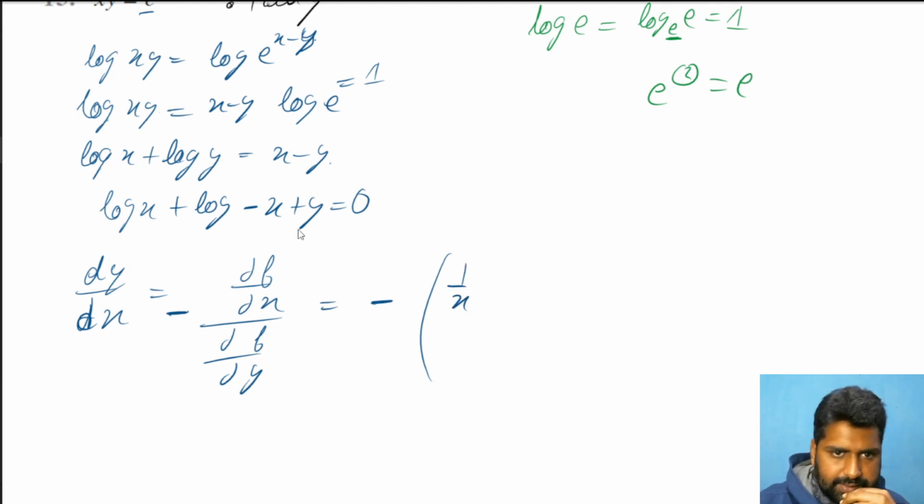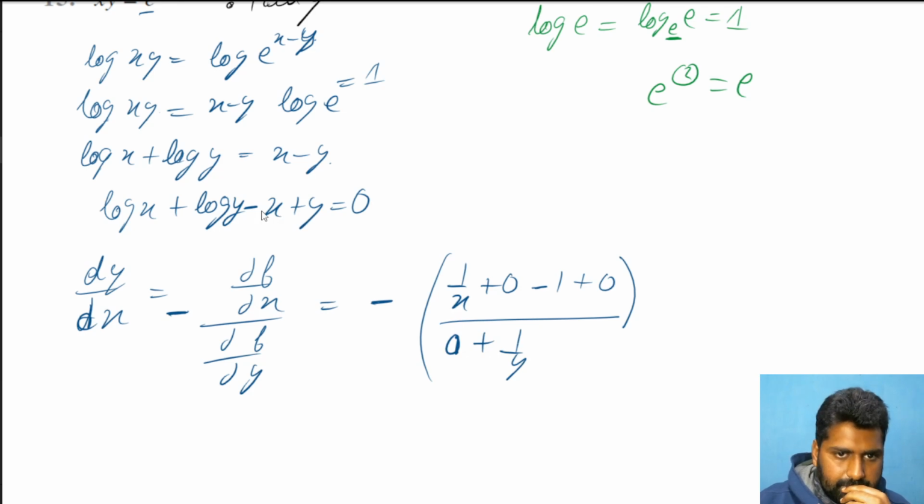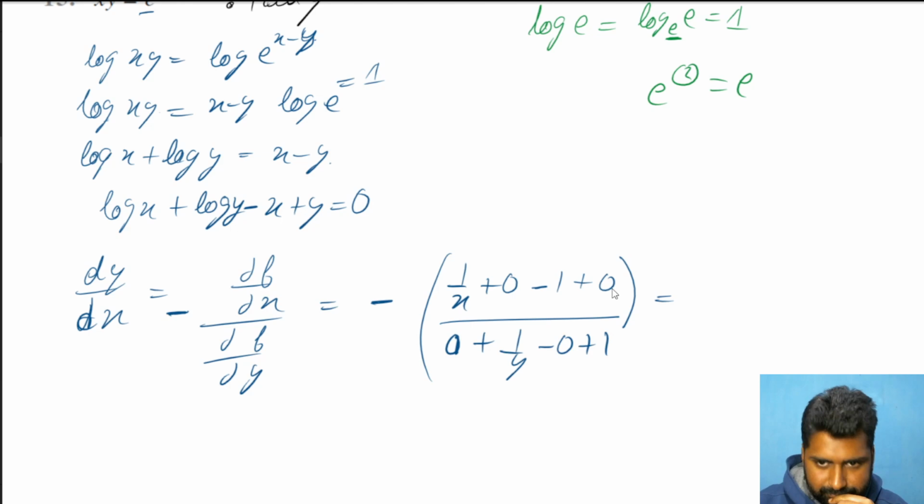Log x differentiation is 1 by x. This was log y. Log y is a constant and it's alone, so constant differentiation is 0. Minus x differentiation is minus 1. Y differentiation is, again, consider y to be constant, so 0. Upon, again you have to do the same thing with respect to y. Log x is constant, so differentiation is 0. Log y differentiation is 1 by y, minus x is constant, so differentiation again minus 0. Y differentiation is 1. Wow, very easy expression here. So this is 1 by x minus 1 upon 1 by y plus 1.